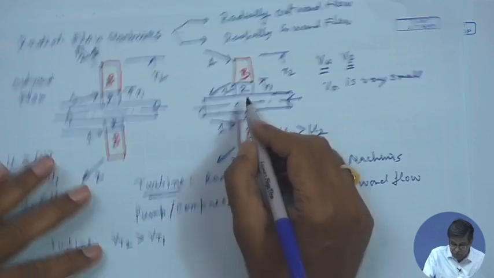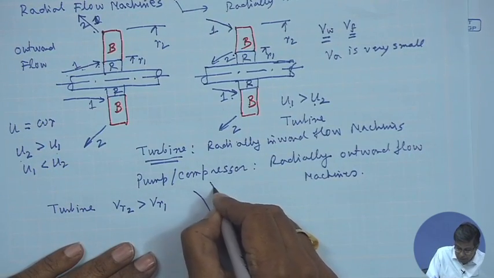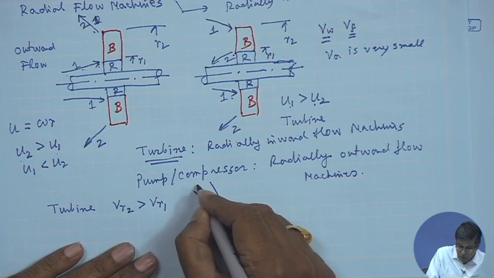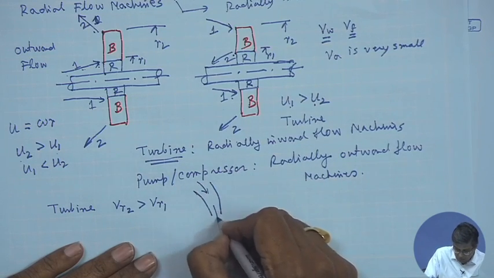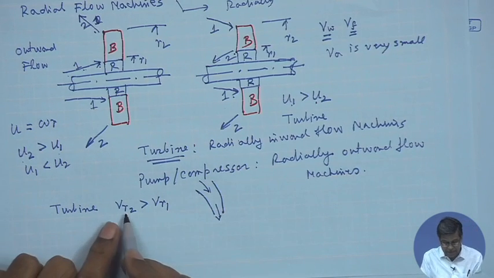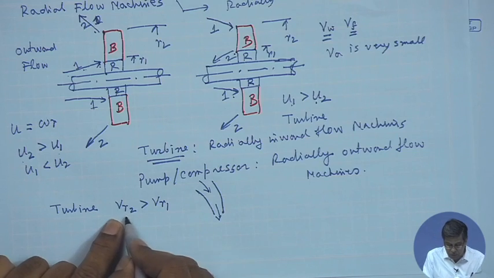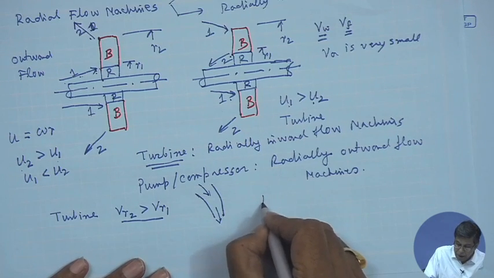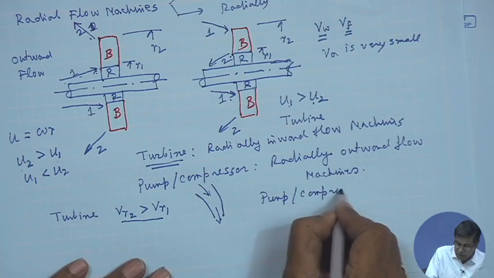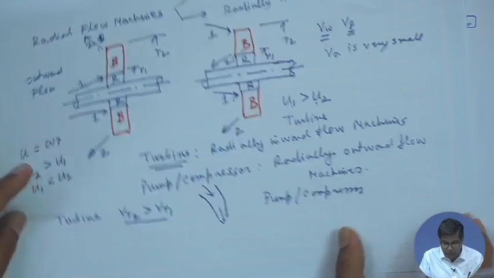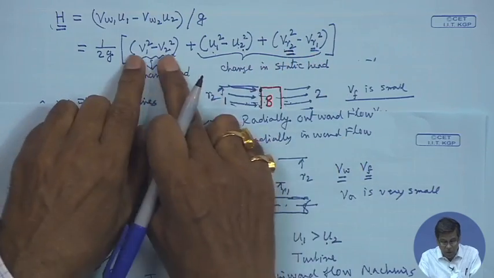That means the flow passage should be a convergent one. That means the blade, the rotor blade, should give a passage like that. For a turbine, the flow is coming radially inward, and it should go like that. A converging passage will increase the velocity relative to the blade, so that VR2 is greater than VR1. For a pump or compressor, it is just the reverse. Therefore, we want a negative value in this term.